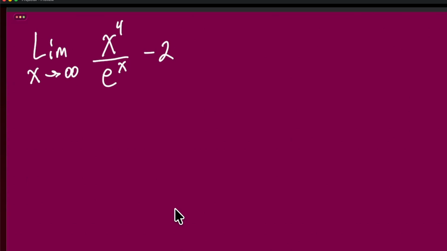We next have the limit as x approaches infinity of x to the 4th divided by e to the x minus 2. So if we use our list, we know that e to the x is a lot faster than x to the 4th. So this is going to go to 0, and our final limit is going to be -2.